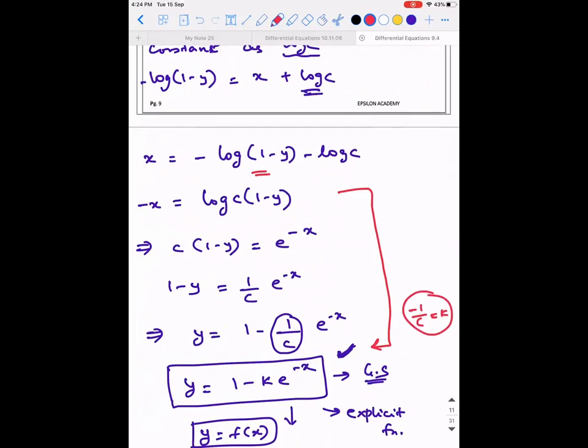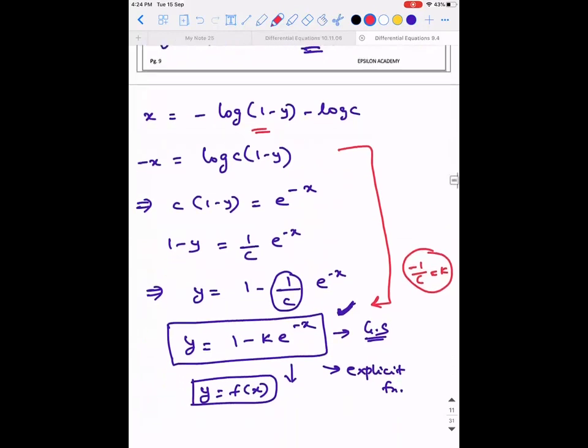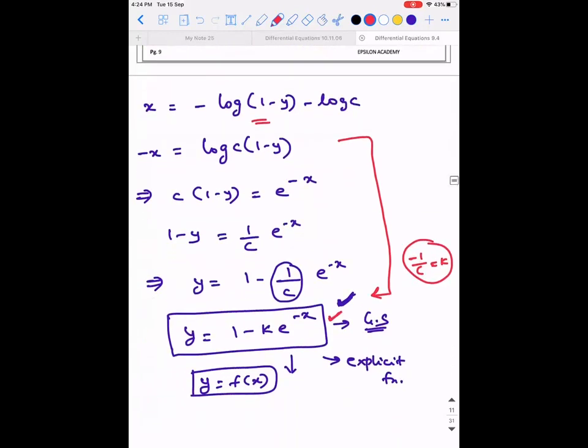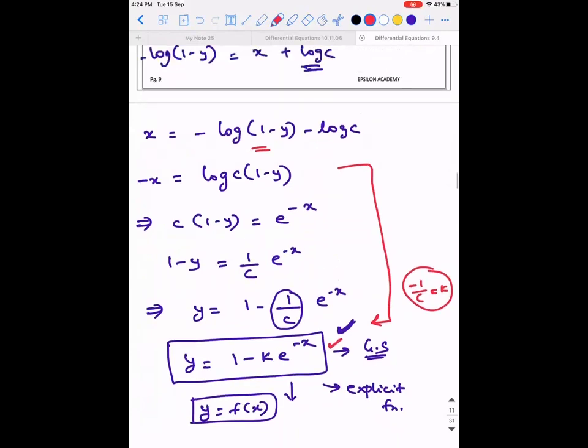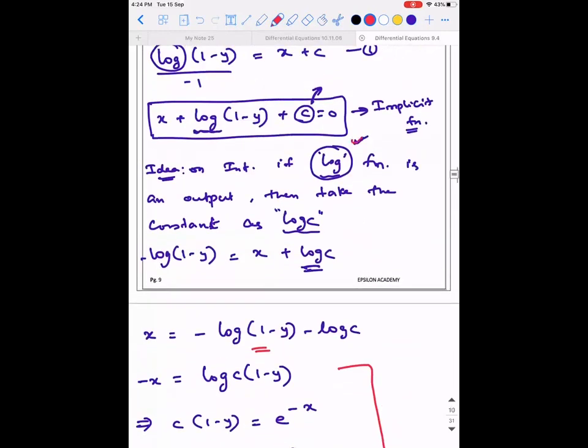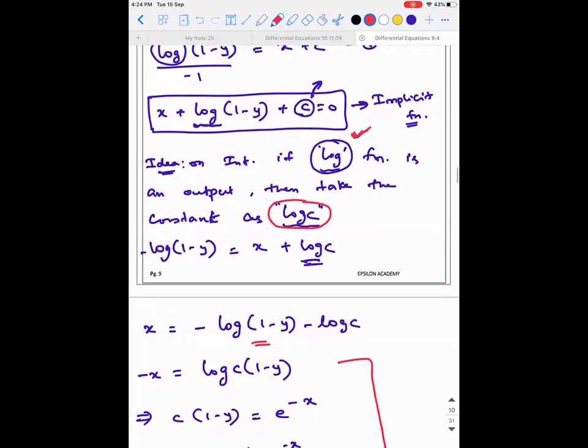Okay. But this is also right. So how to verify whether this is right or wrong is, if you differentiate the general solution that you have obtained, you should get back the question. As of now, have this idea in your mind: wherever there are logarithmic functions coming out when you integrate the differential equation after variable separation, you can take the constant as log c. If you do a few more problems, you will understand. So please wait for it.